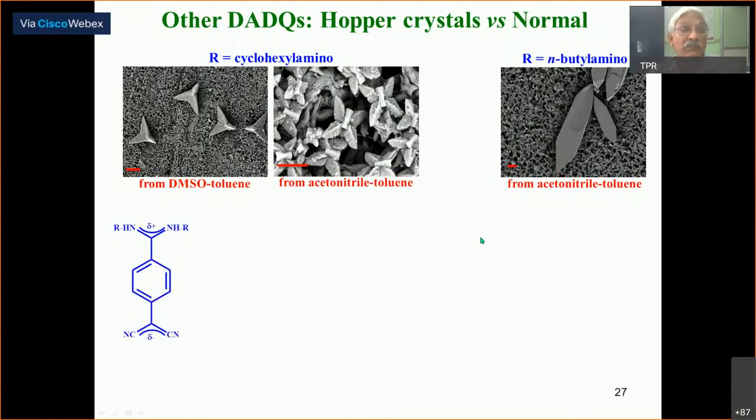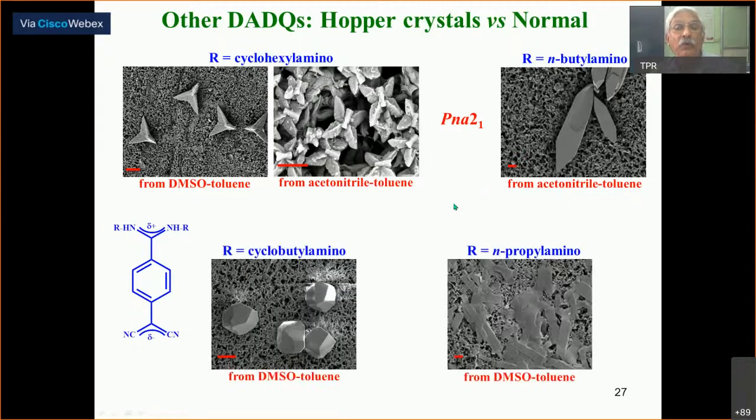And it's not restricted to just one single compound. We did try several other compounds by varying the R group here. For example, if you make cyclohexyl amino, again, you get some very peculiar morphologies. A butyl amino again has this sort of depression, a hopper-like dip there. And these again happen to be non-centrosymmetric. If you go to slightly different groups, cyclobutyl amino instead of this, they give only normal kinds of crystals, propyl amino also. And it so happens that their space groups are all centrosymmetric. So this was the only little clue that we had to work with.